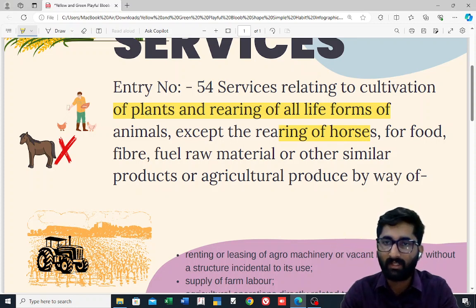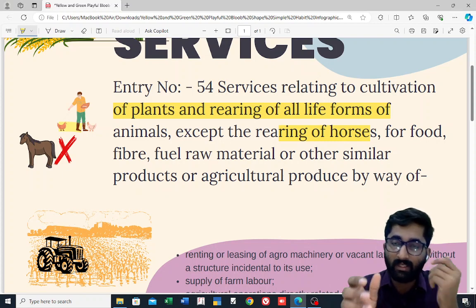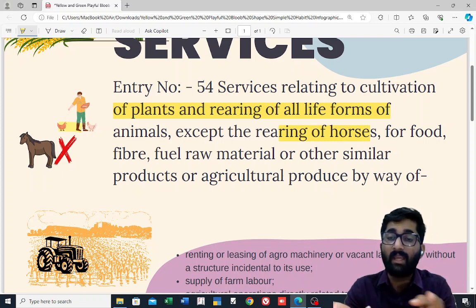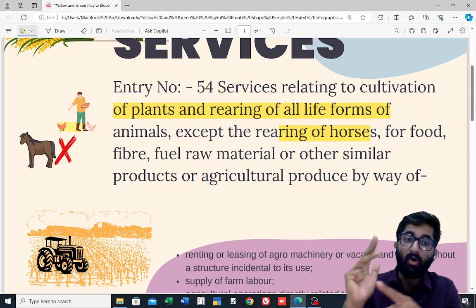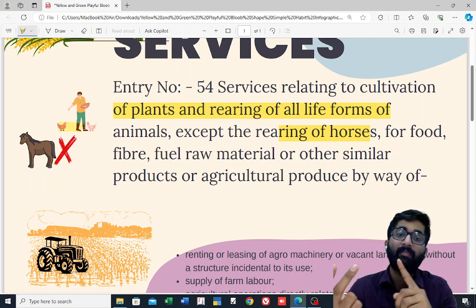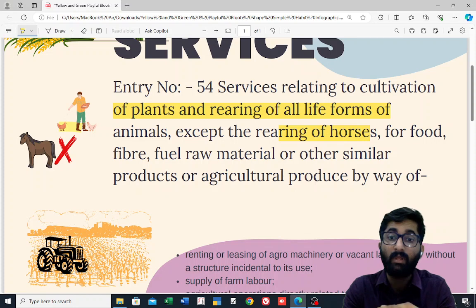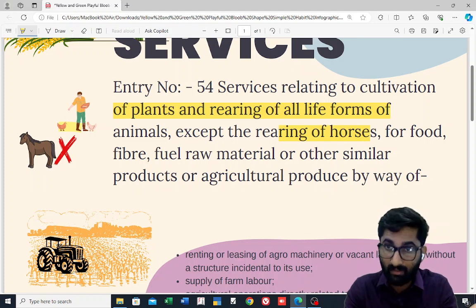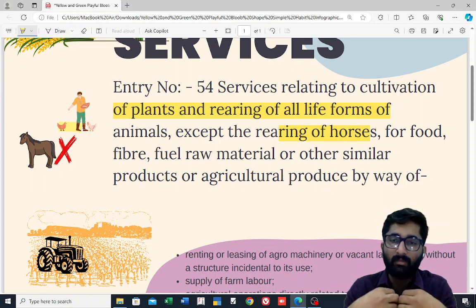Here you can see that there is one person who is rearing all life forms. It can be chicken, it can be mutton or any other life form. For what purpose? It can be for the purpose of food. People eat chicken, mutton. Rearing of all life forms can be for food or for fiber, for example wool, which we use for fiber. It can be for the purpose of fuel also, for example cow dung cake. And it can be for the purpose of raw material.